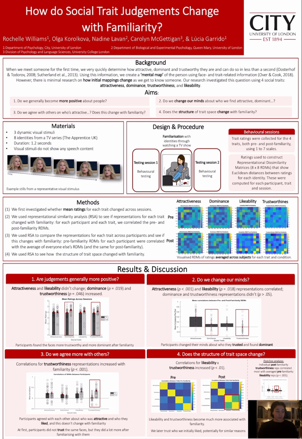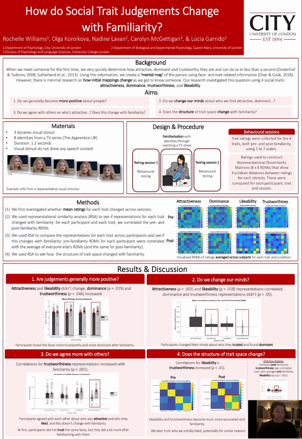Thirdly, we were really interested in whether people would agree with each other on who they thought was likable, dominant, and trustworthy, and whether this agreement changed with familiarity. We expected everyone to agree more after familiarity, because they had access to the same social information. But results showed that people only agreed a lot more on who they found trustworthy.